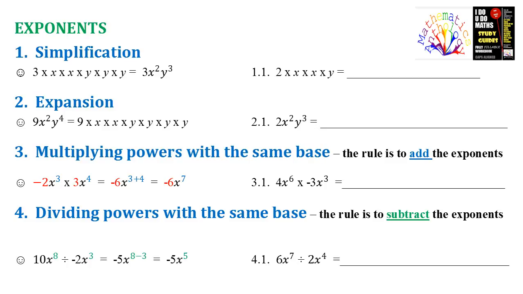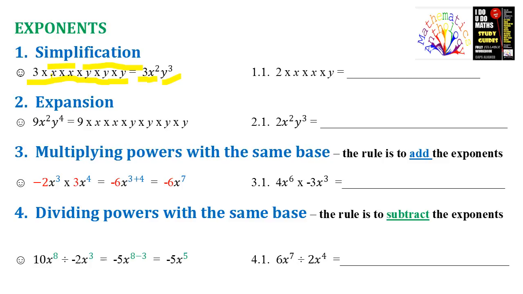Let's look at exponents. The first one, simplification. So here we have 3 times x times y times y times y. If we're simplifying all of that, our constant is just 3, so that remains as 3. Our x values, we have x times x, which is x squared. And then our y values, we have y times y times y, which is y cubed. So all of that simplifies to 3x squared y cubed.